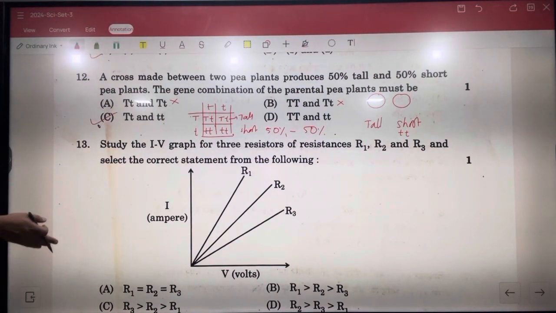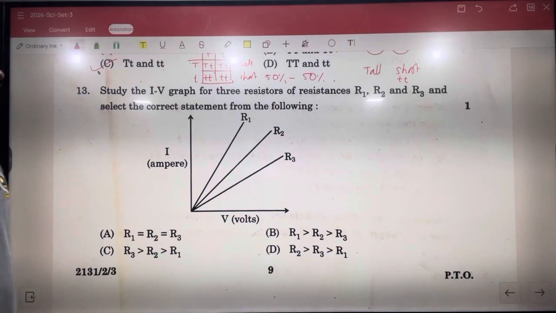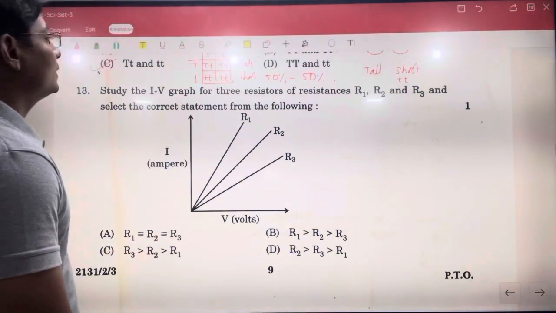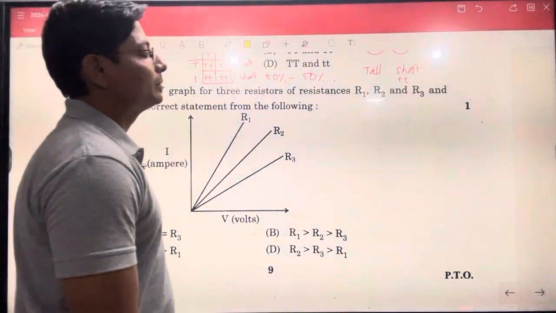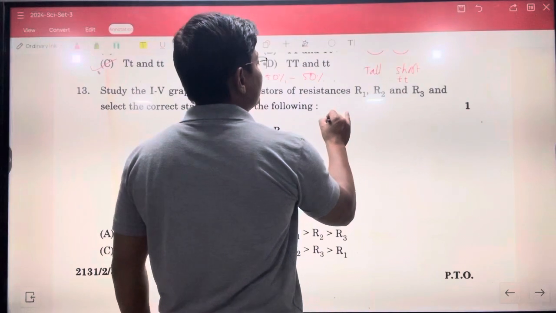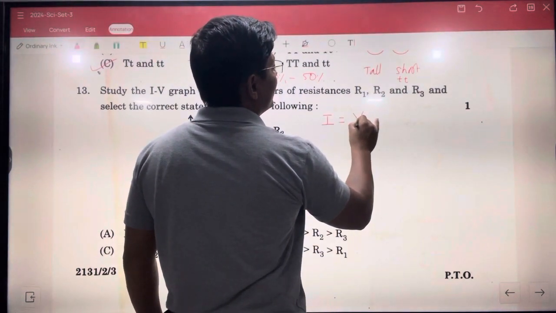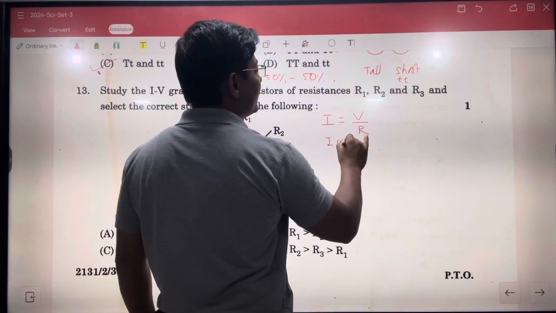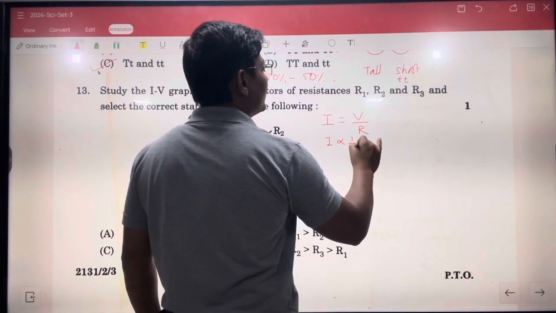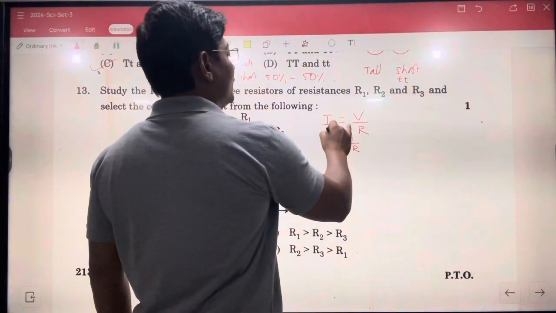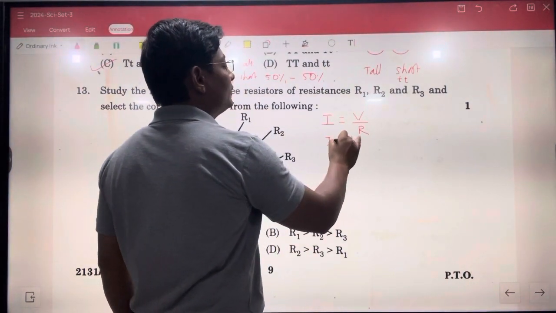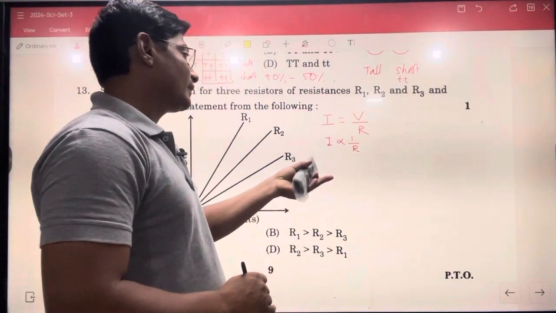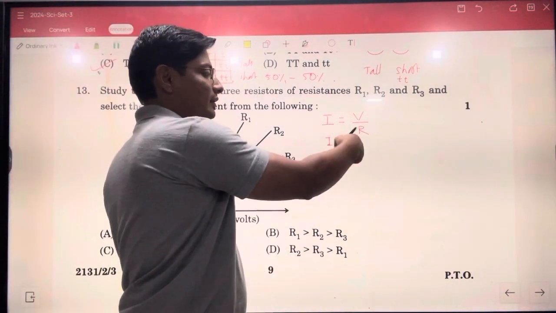Then coming to the 13th question, study the IV graph, means current versus voltage graph, for three resistors of resistances R1, R2, R3, and select the correct statement from the following. For this you simply need to remember Ohm's law, which says that I equals V by R. If you try to understand the relationship between I and R here, I is inversely proportional to R. It means if the value of current is high, it indicates the value of resistance is low. If the value of current is low, that time it indicates that the resistance is high.